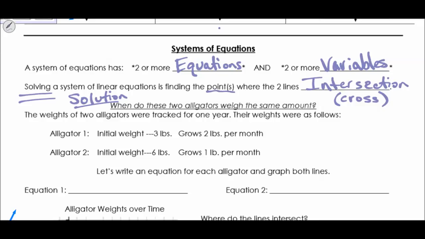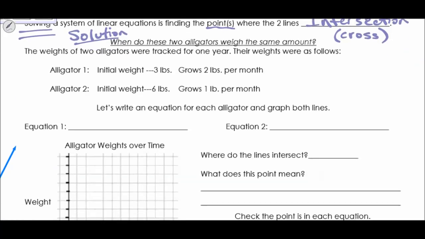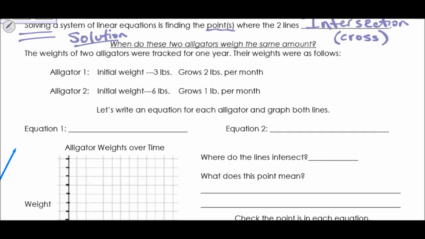So we're going to look at this example where we're talking about these alligators' weights, and we want to know, when do these two alligators weigh the same amount? So they say that alligator 1 has an initial weight of 3 pounds, and it grows 2 pounds per month. Alligator 2 has an initial weight of 6 pounds, and grows 1 pound per month. So we're going to try to come up with equations for those.